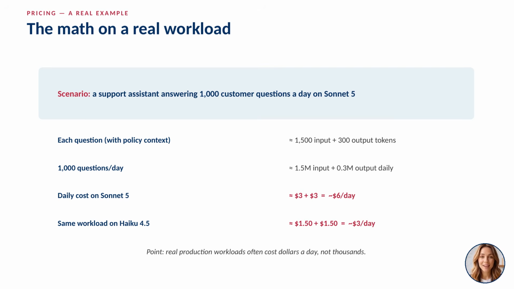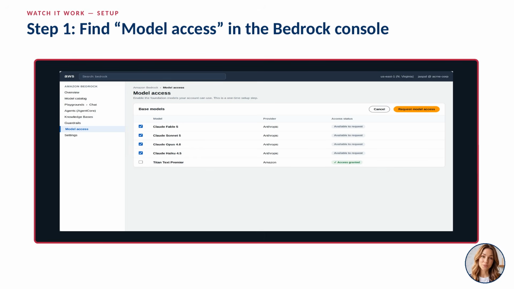Run the same workload on Haiku, and it's about $3 a day. That's the honest scale here. Real production workloads often cost dollars a day, not thousands a month. The scary AI bill usually comes from mistakes, and I'll show you how to avoid those at the end. Enough theory. Let's do this for real.